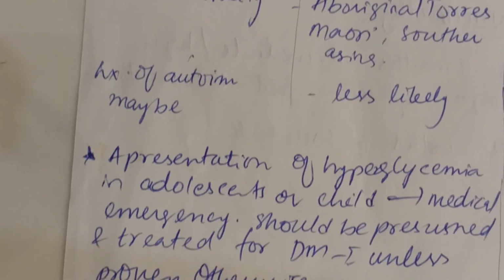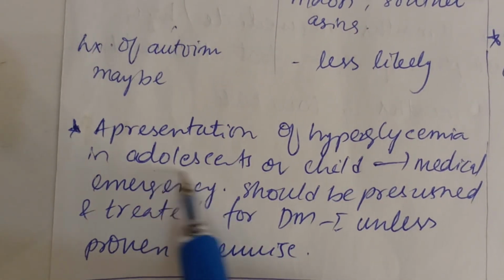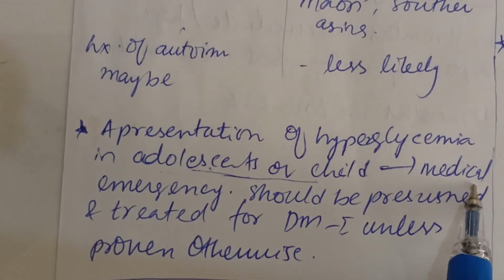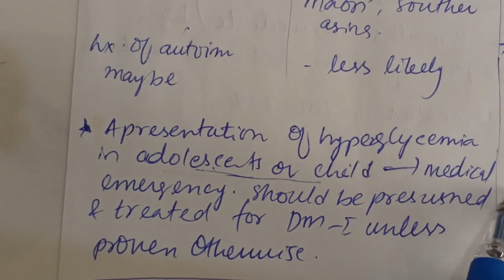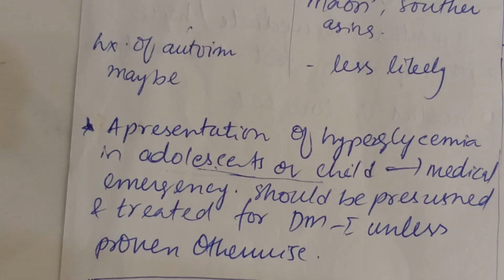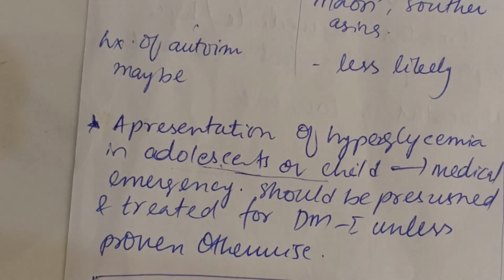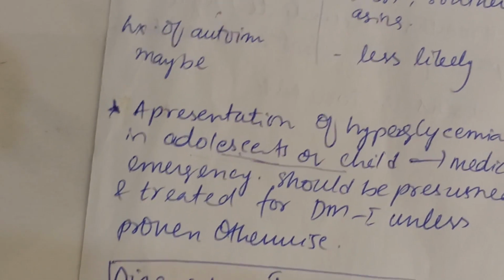So a very important point is the presentation of hyperglycemia in adolescents and children. Any case of hyperglycemia in adolescents and children is a medical emergency, and it should be presumed and treated as type 1 diabetes until it is proven otherwise, until another diagnosis is made. We are going to manage and deal with the patient according to the type 1 diabetes diagnosis. It is a very important point.